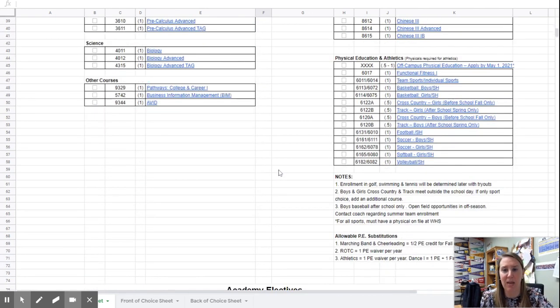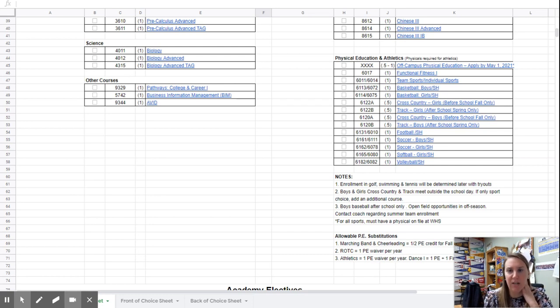Next, we have our PE courses. So everybody's got to take 1 year of a physical education class, and you can do that many ways. You can do that by taking an off-campus PE. So maybe you play a sport outside of school and you've gone through that process. You could do that. Our next are our 2 PE classes.